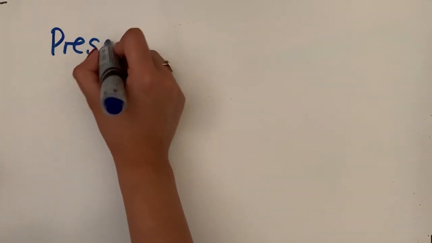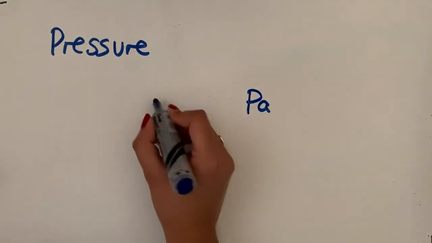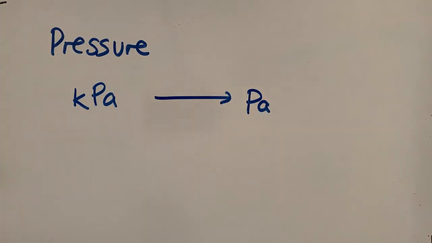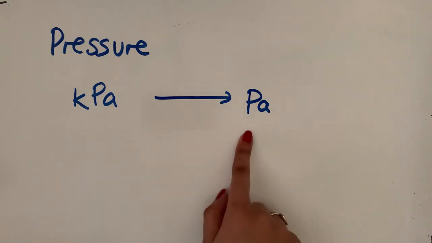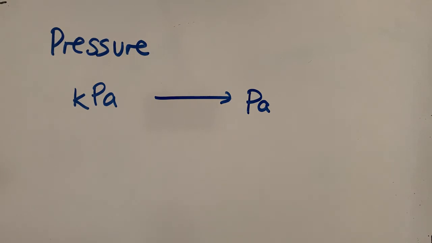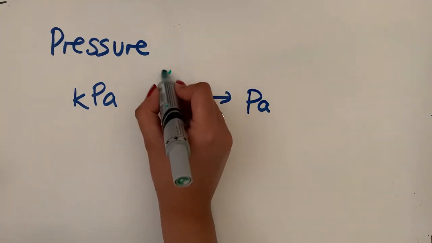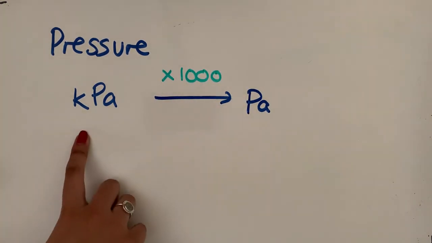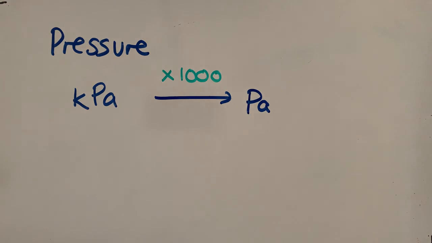For pressure, we said that everything must be in pascals. A lot of the time things are given to you in kilopascals. Kilo just means 1,000, so there are 1,000 pascals in a kilopascal. If we are converting from kilopascals to pascals, we just need to multiply by 1,000. For example, if you've got 1 kilopascal, to convert it into pascals, multiply by 1,000. So 1 kilopascal equals 1,000 pascals.